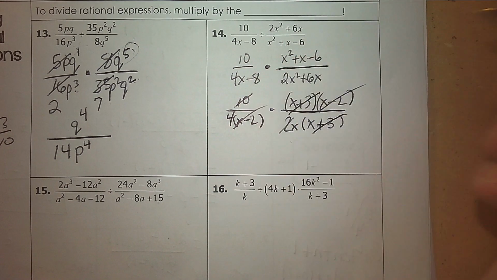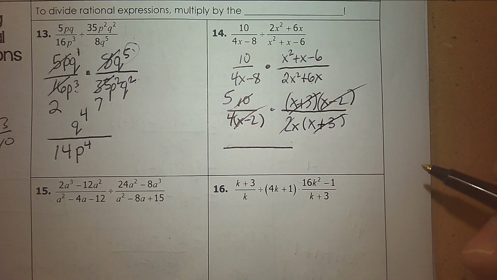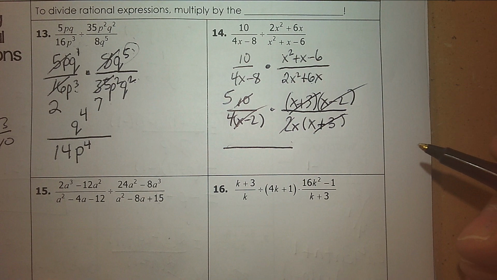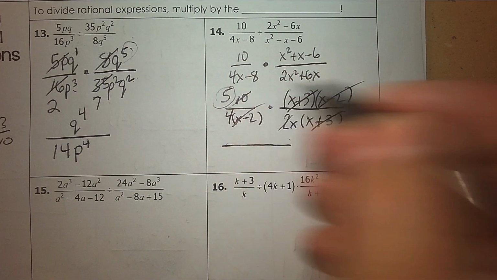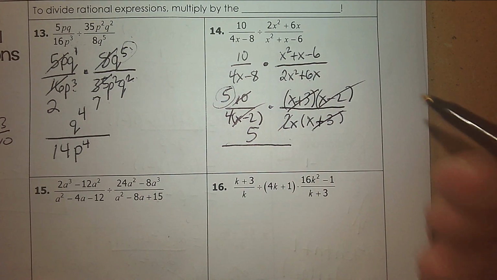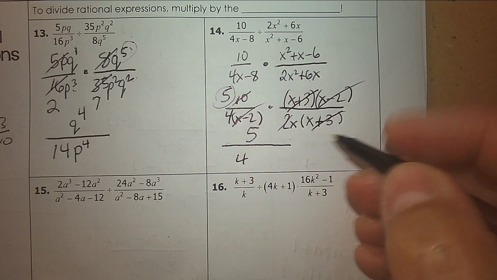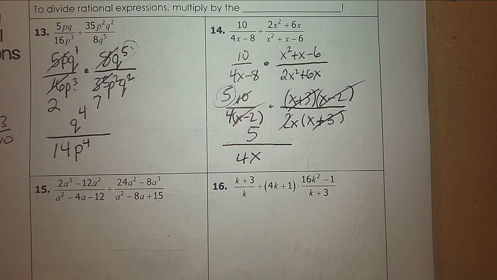5 times. Now, what am I left with after all of that beautiful dividing out? What's left that I didn't divide out? So what's left in the numerator? 5. There it is. What's left in the denominator? 4x. 4 and x. Perfect. So the whole answer is just 5 over 4x.